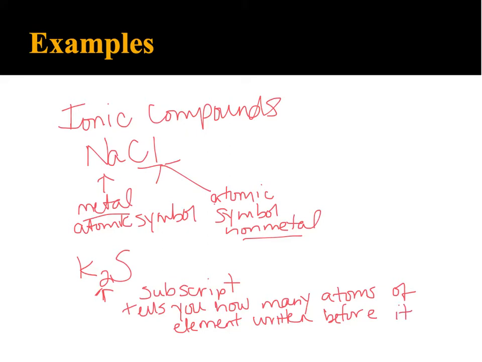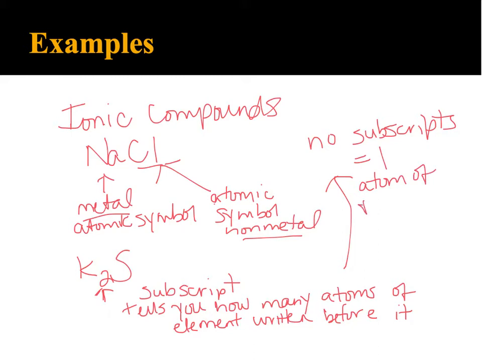Okay, so what this compound tells me is I have 2 atoms of potassium combining with 1 atom of sulfur. And you should note that in sodium chloride, there are no subscripts; no subscript equals 1 atom of that element. So if you were interpreting sodium chloride, it would be 1 atom of sodium combined with 1 atom of chlorine.